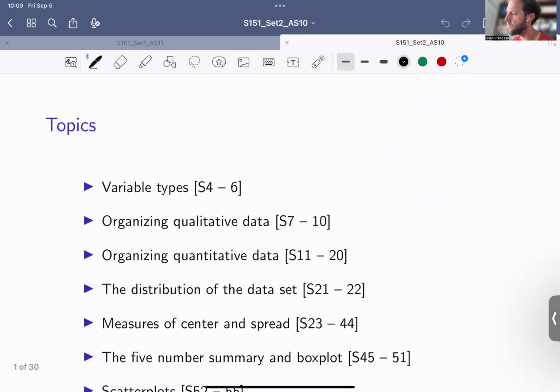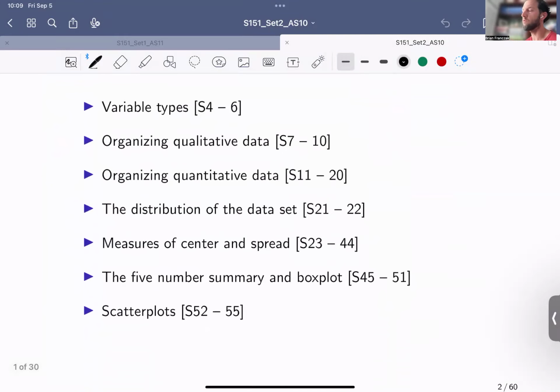So for example, we are going to define variable types. We're going to talk about how to organize data. We're going to talk about how to describe a data set via the concept of distribution. We will discuss measures of center and spread. And then we will also discuss visualizations like box plots and a little bit later on scatter plots.